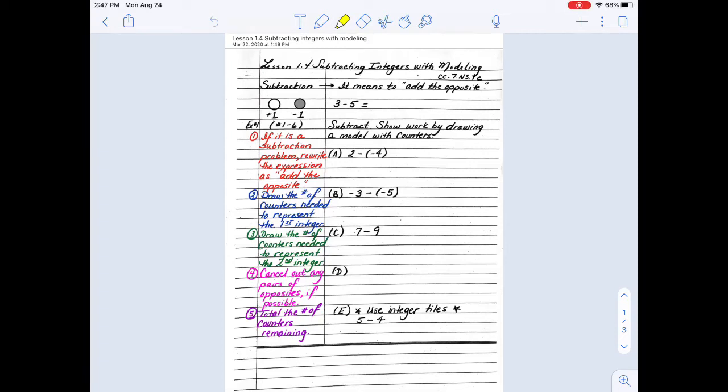Okay, today we are going to look at lesson 1.4 on subtracting integers with modeling. Again, not looking at just how to subtract integers. What we're learning is a different way to actually model and explain to others and prove our answers.